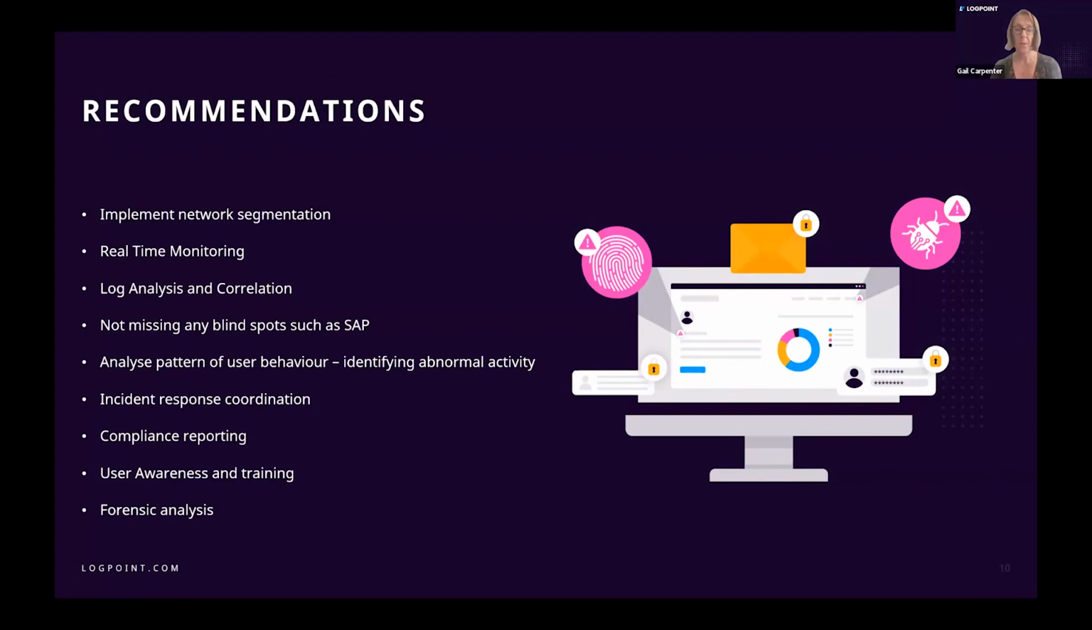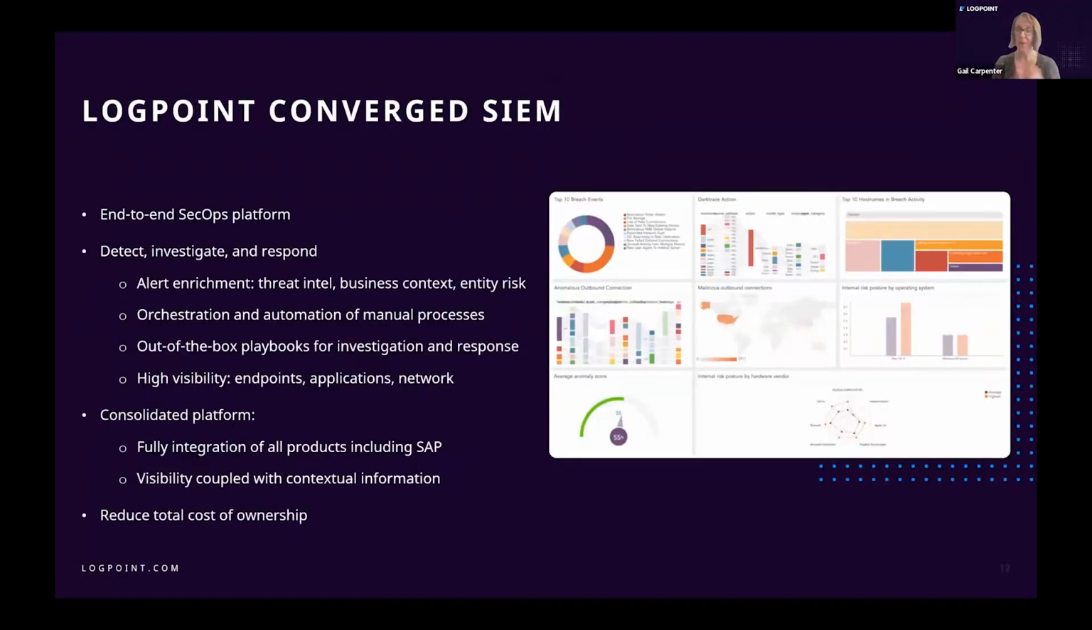Compliance reporting, of course, is something that is very important, as well as user awareness and training, so making sure that they don't click on that phishing email, and also forensic analysis. When a data breach does actually happen, we have the tools available to make sure that you can see what's happened and make sure that it doesn't happen again. So of course, another recommendation that we have, and I'll be shortly handing over to Niels, is around Converged SIEM.